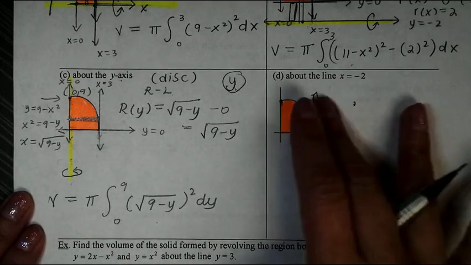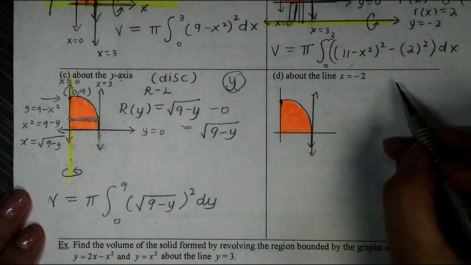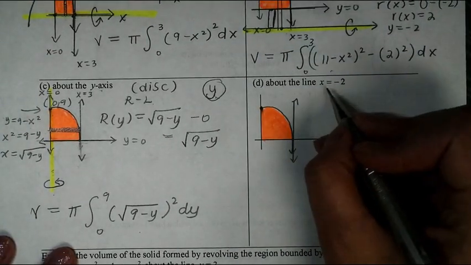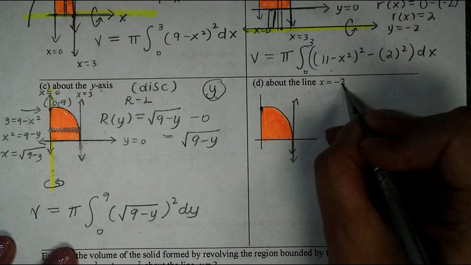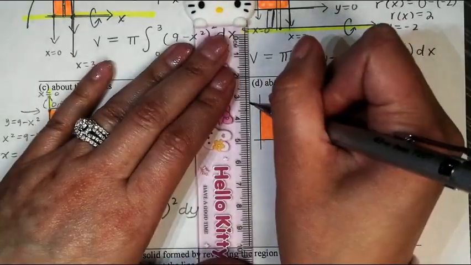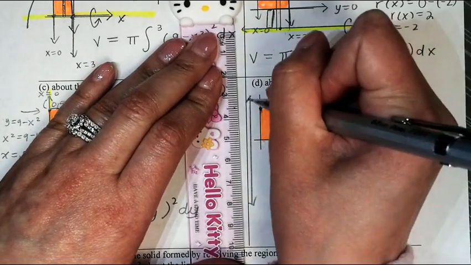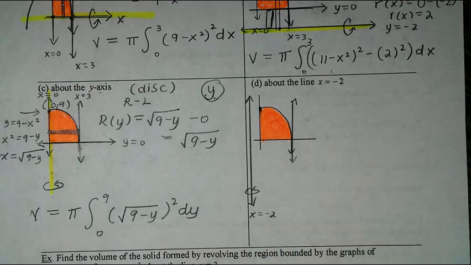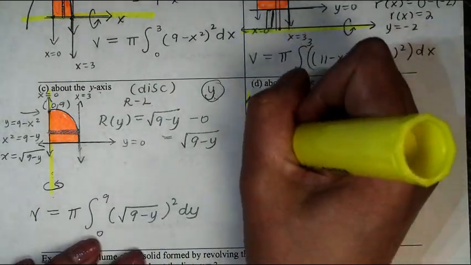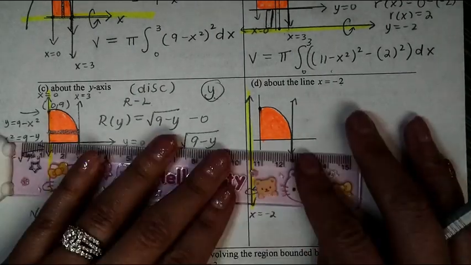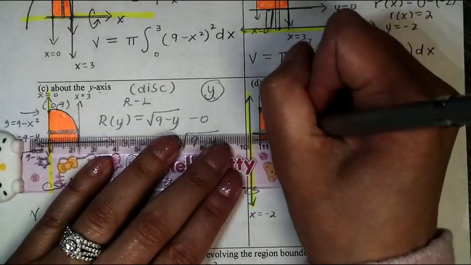Now, let's do another situation. If I tell you to rotate the same problem, but about the line x equals -2, what do you have? You're going to have a vertical line over here as your axis of rotation. Let's say that that is x equals -2. So this is your axis of rotation, and my representative rectangle is going to be here.